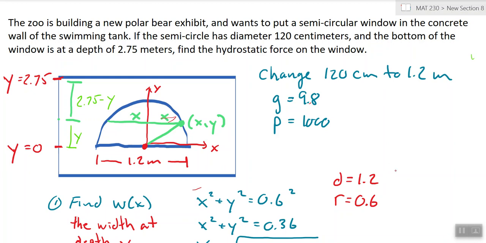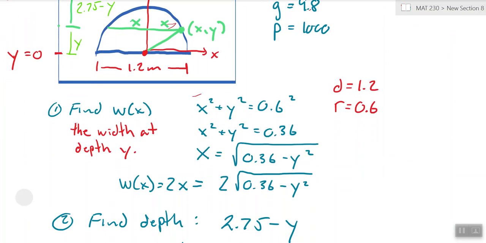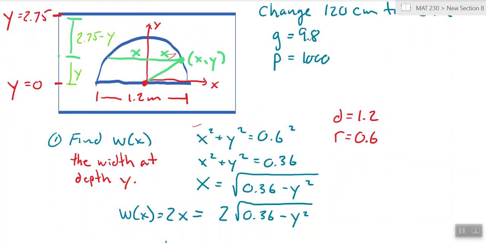All right, so let's get started. The first thing that we need to find is the width function, the width function at depth y. If you look on here, I've drawn this green line to a point on the semicircular window, x, y. And we're going to let 2x be the entire width across here.